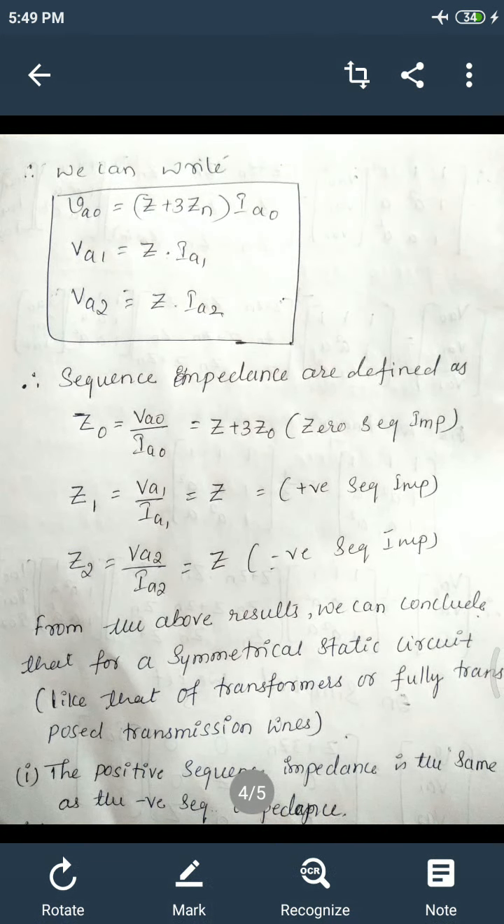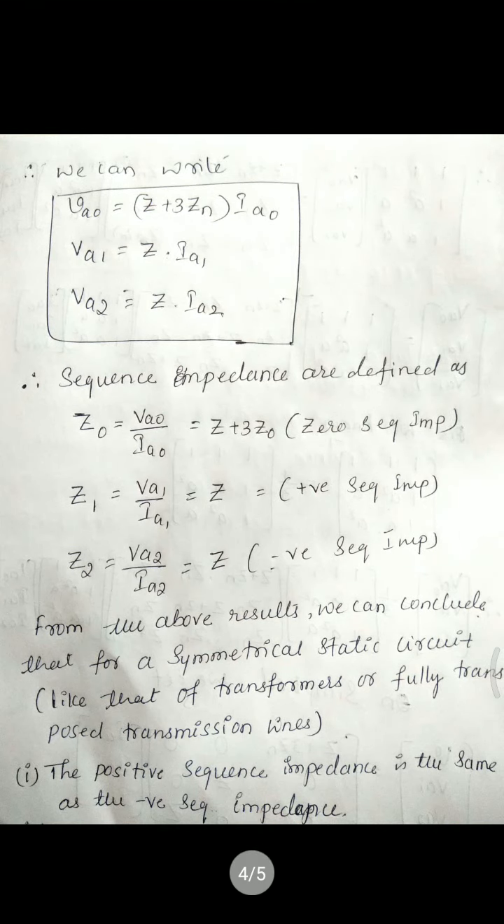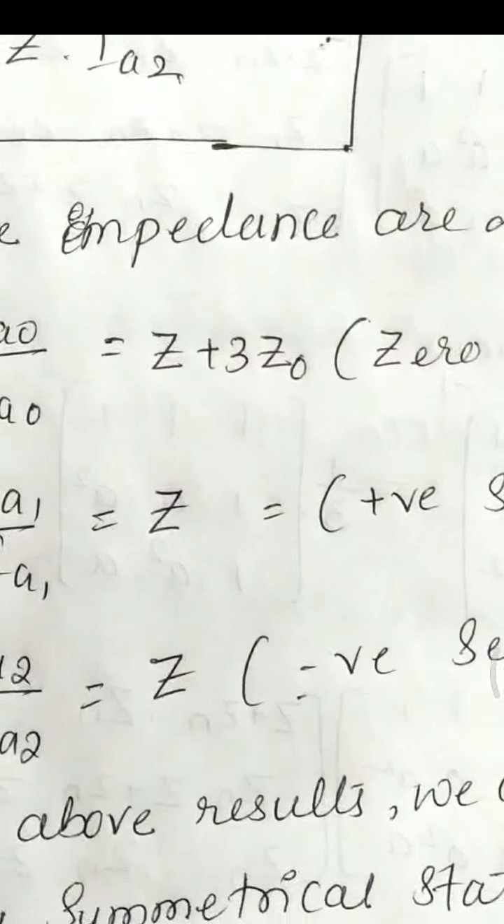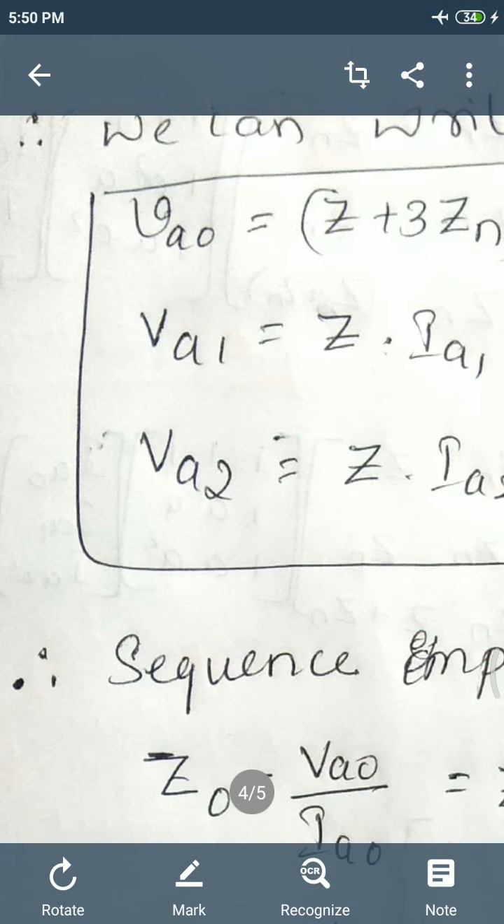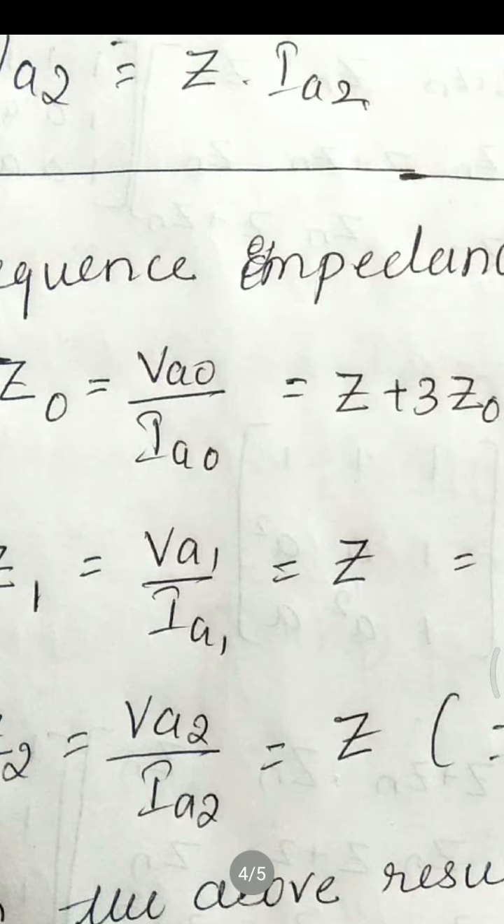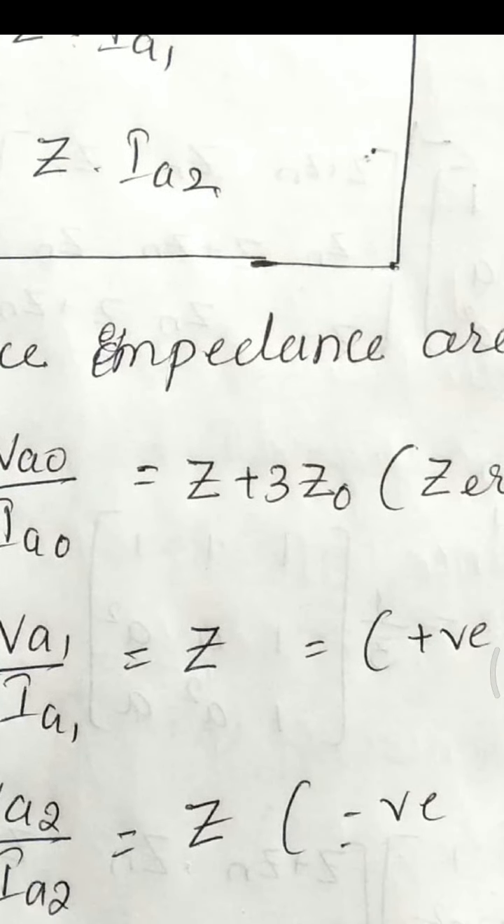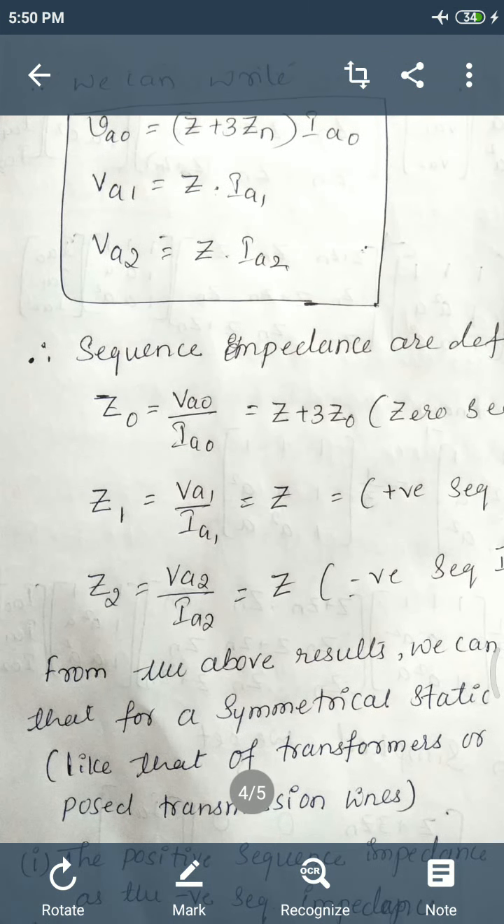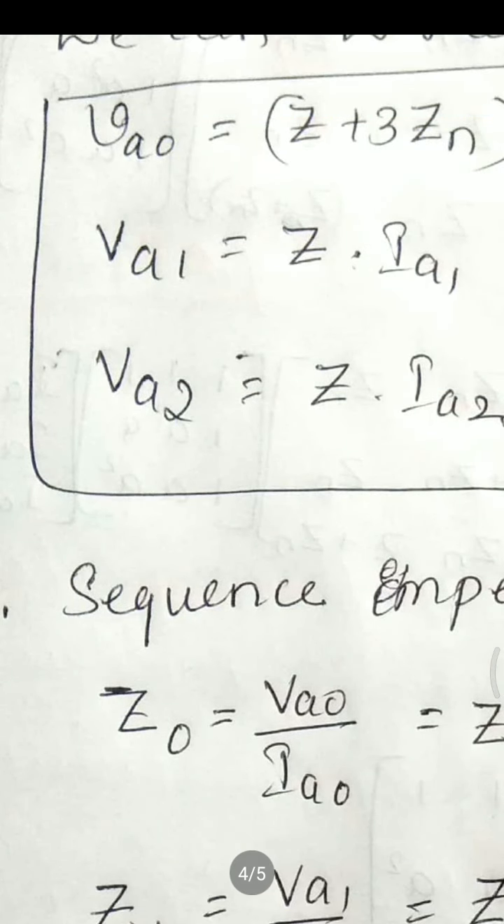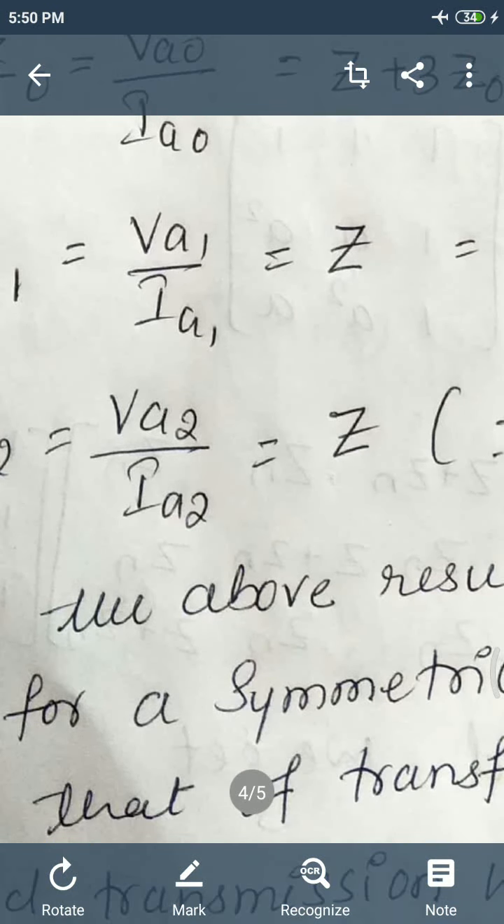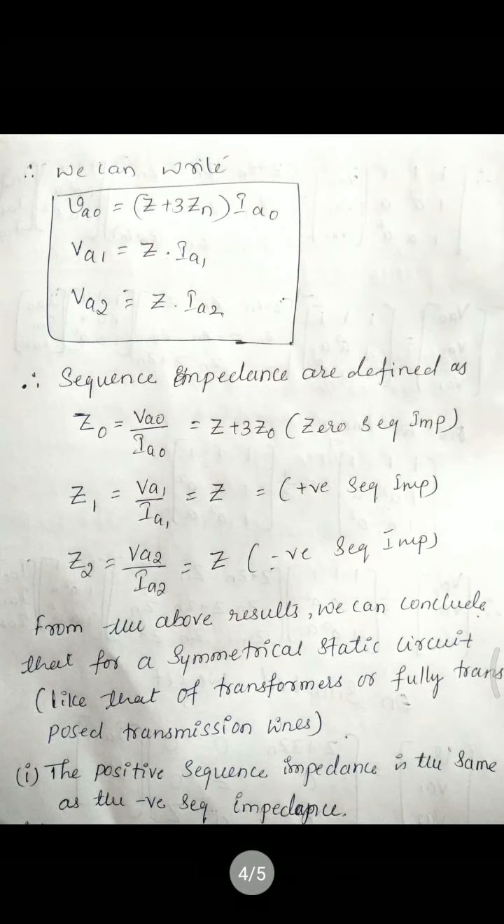Therefore, sequence impedances are defined as Z0 equal to VA0 divided by IA0, voltage divided by current of that sequence itself. That is nothing but Z plus 3Zn from the above equation, which is your zero sequence impedance. For the positive sequence impedance, from the second equation, Z1 is equal to VA1 divided by IA1, which is equal to Z. Similarly, Z2, the negative sequence impedance, is VA2 divided by IA2, which is equal to Z.